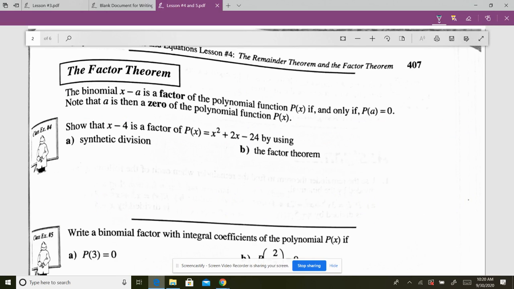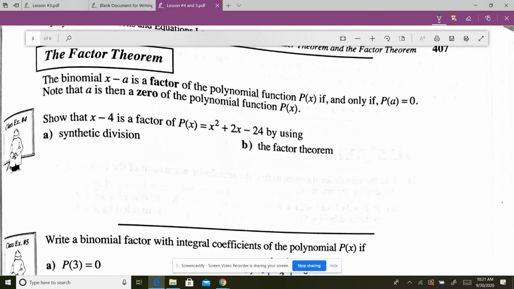So, if we have the polynomial x squared plus 2x minus 24, and we divide it by x minus 4, okay? We do synthetic division on that. I've got a 4 on the outside. That's my a value. I don't have to add in any zeros. I dropped in the 1, 2, 24. I get 0, my remainder.